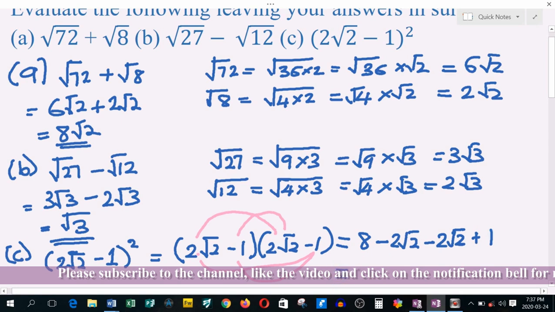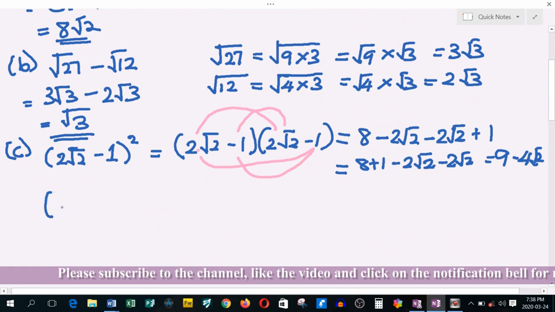This will give us 8 plus 1 minus 2 root 2 minus 2 root 2, and that will give us 9 minus 4 root 2. So 2 root 2 minus 1 all squared will give us 9 minus 4 root 2.